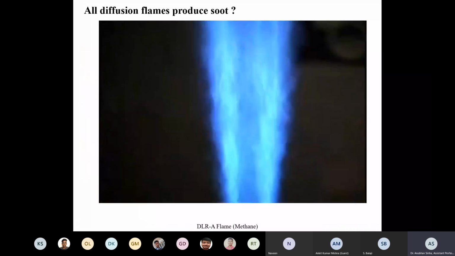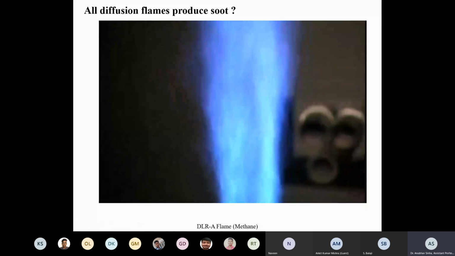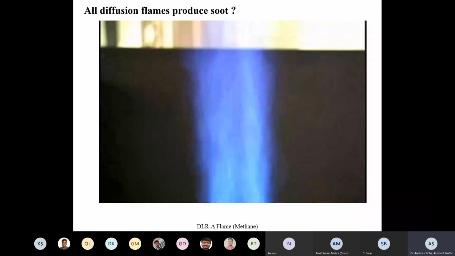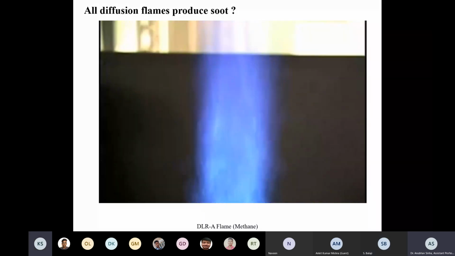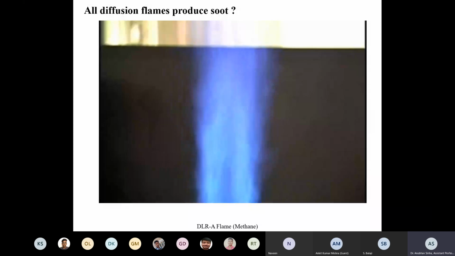You can also remove soot or you can burn soot. That is the idea. Is this clear or have you got confused? Yes, sir. Clear? Okay, very good. So this is actually a misconception. Many people think that only yellow is diffusion, but sometimes you can also get blue.